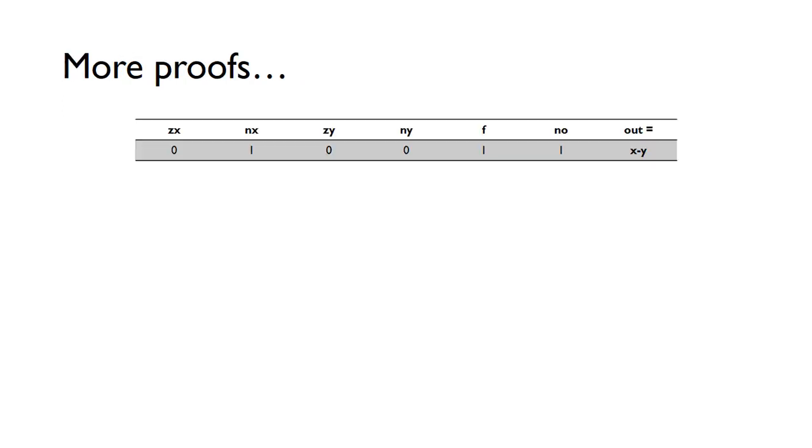Now we look at some more proofs. For this example, we're doing not x, that's this part here, and then we're not doing anything to y. All the y control bits are 0, so we've just got y on its own. f is 1, so we're doing addition, and then we're negating the output. So we end up with this expression.